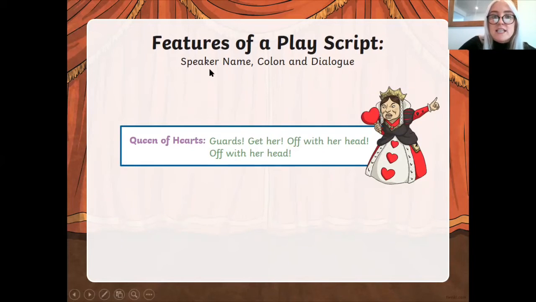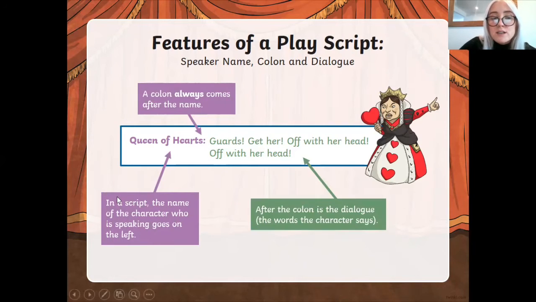The next feature is the speaker name, colon, and the dialogue. So in a script, the name of the character who is speaking always goes on the left. Then comes the colon after the name. After the colon is the dialogue. So they're the words that the character says. Remember, we don't use speech marks as we don't need to because it's a play script.